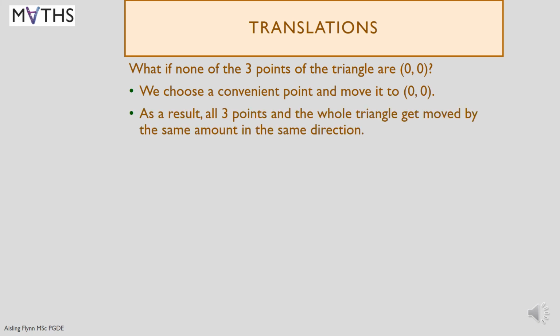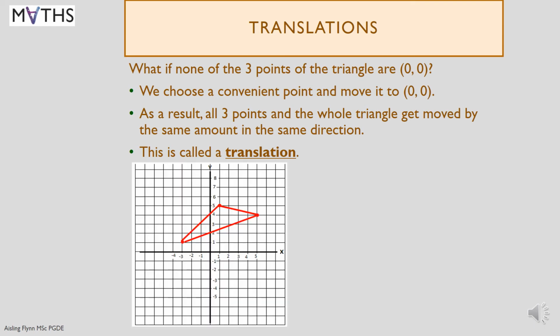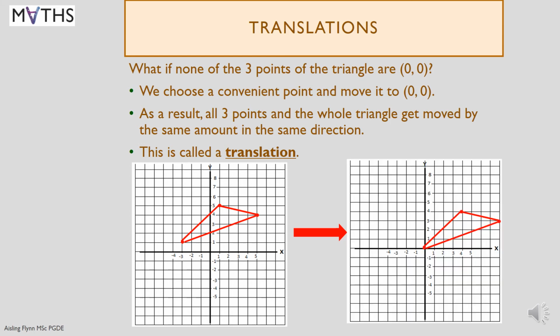All right. As a result, we need to move all 3 points and the whole triangle, and it all gets moved by the same amount in the same direction. And this is called a translation. So best to see that on a picture. Okay, so let's take the triangle shown and let's move it so that one of the points is on 0, 0.